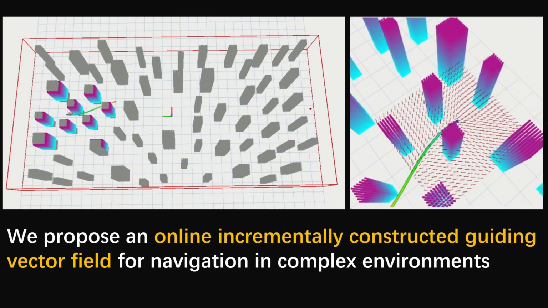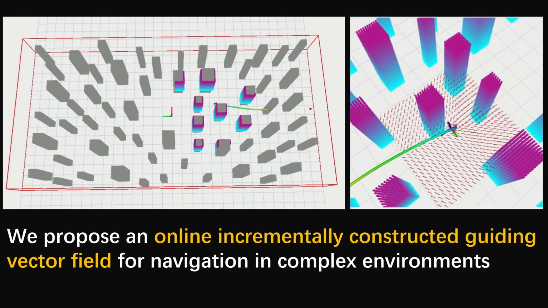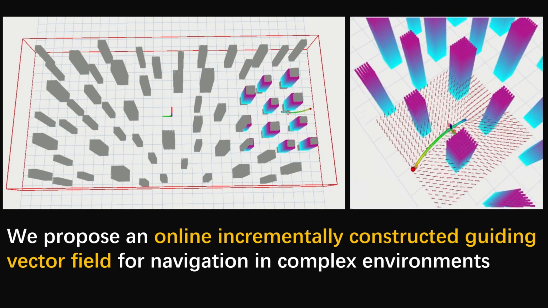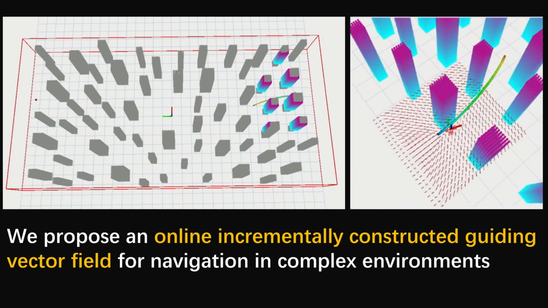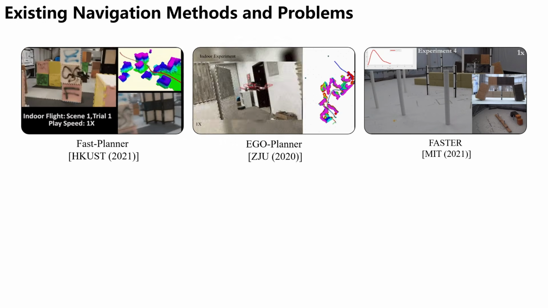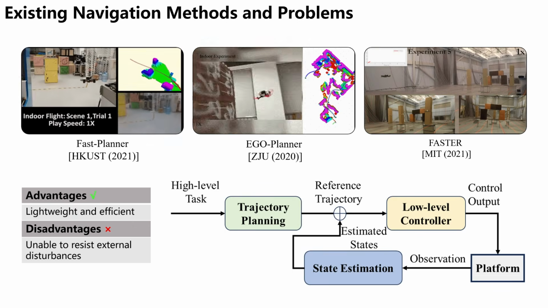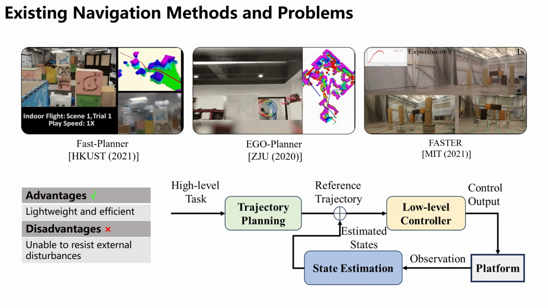In this video, we propose an online, incrementally constructed guiding vector field for navigation in complex environments. Existing autonomous navigation frameworks are already capable of navigating in complex environments. However, these methods cannot effectively resist external disturbances.